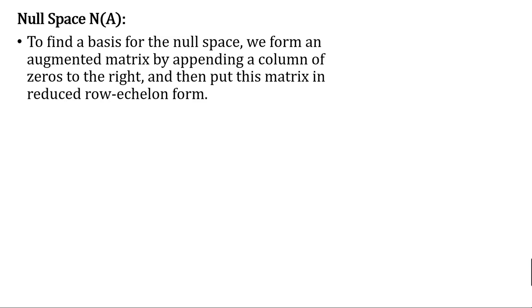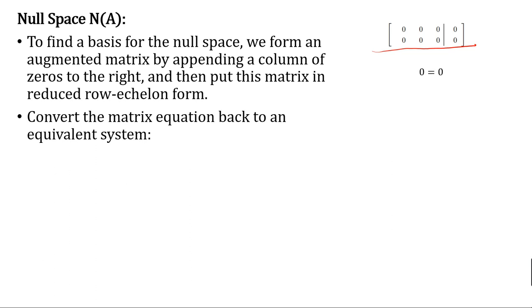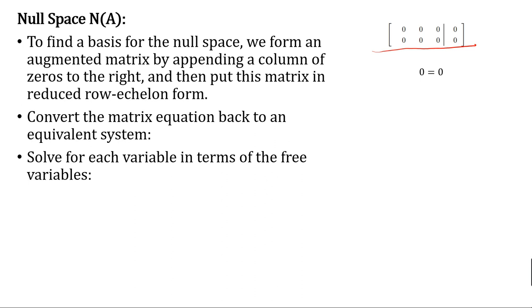Alright, next we find the null space. Let us see how it differs from the column space. To calculate the null space, we need the augmented matrix. It can be obtained by appending zeros to the reduced row echelon form. This is the reduced row echelon form. For this, zeros are appended, which gives an augmented matrix. Now let us write this matrix in terms of equations. Can we write this matrix as 0 equals 0? Yes, obviously. Next, solve for each variable in terms of the free variables. Simply, I can write x1 is equal to x1, x2 is equal to x2, x3 is equal to x3. As a result, this is nothing but 0 equals 0 itself.